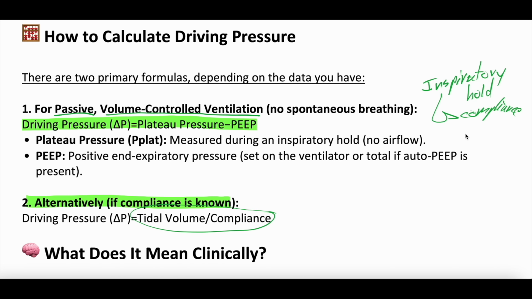And if we really think about this, what we're saying is I'm going to push a breath in and hold it, which is going to help me see alveolar pressures, lung compliance. And I'm going to subtract the PEEP from that, and it's going to give me a number. The lower the number, the better, which essentially means the higher the PEEP and the lower the plateau pressure, the better. Whereas if the plateau pressure is going up more than the PEEP is going up, the driving pressure will be higher, and that is worse.